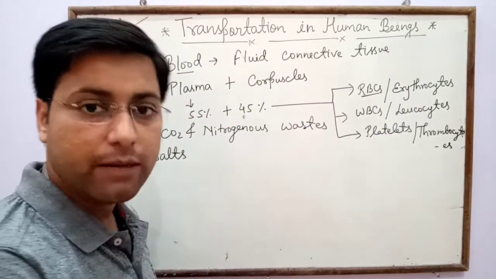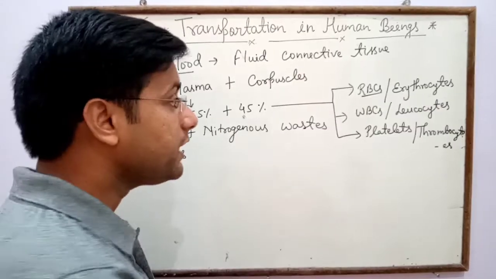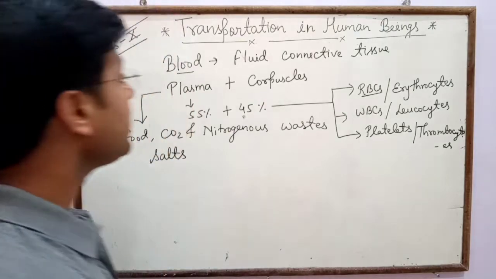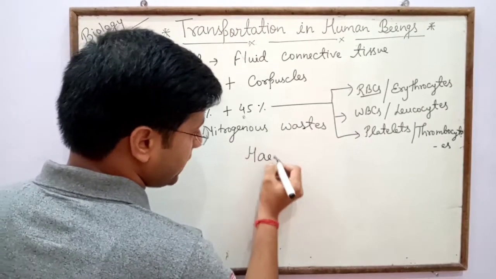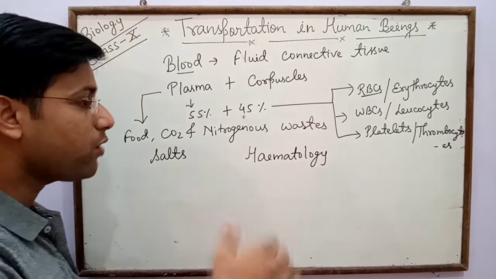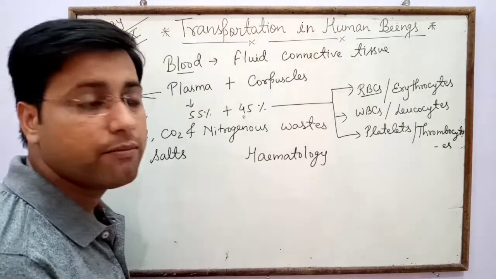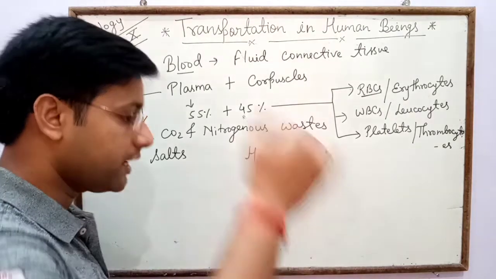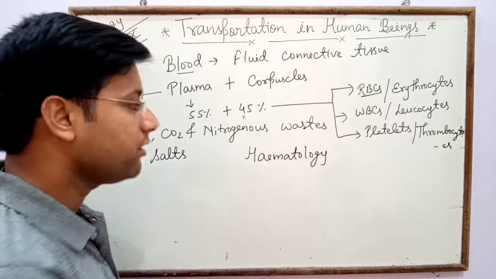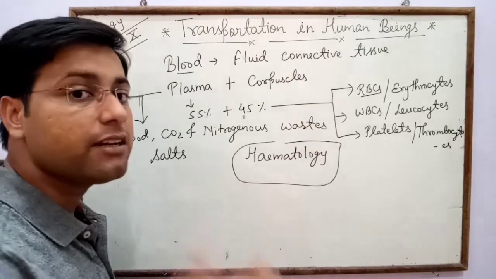So three types of corpuscles are present, which are living cells: RBC, WBC and platelets, and their functions are different in blood. The study of blood is called hematology. So hematology is a branch of science which deals with the study of blood, and due to the absence of blood or disorder of blood, many types of diseases occur in the body, especially sickle cell anemia, leukemia, hemophilia. So hematology deals with the study of blood and blood related diseases.